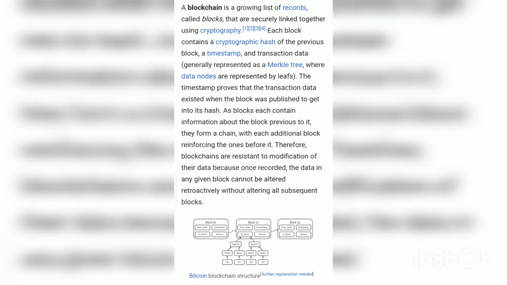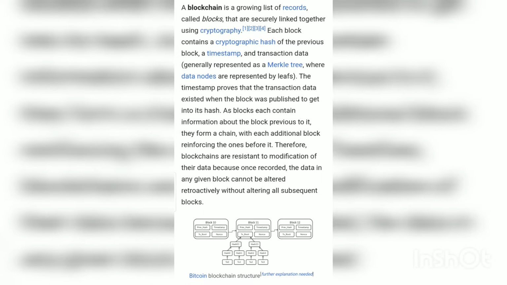Nowadays we have to see what blockchain technology is. First of all, a blockchain is a growing list of records called blocks that are securely linked together using cryptography. Each block contains a cryptographic hash of the previous block, a timestamp, and transaction data, generally represented as a Merkle tree, where data nodes are represented by leaves.